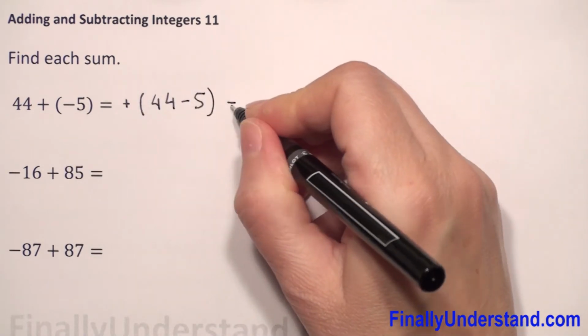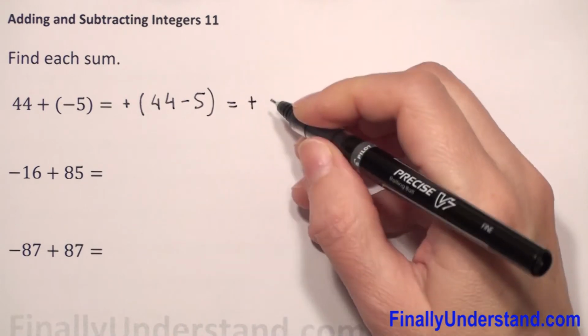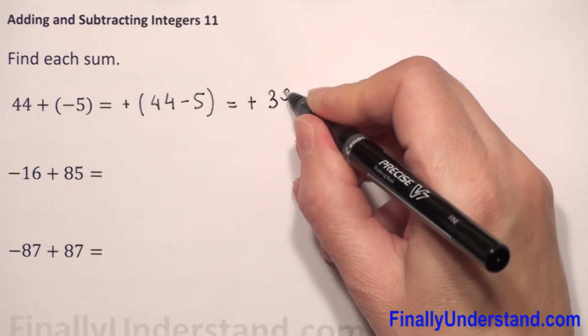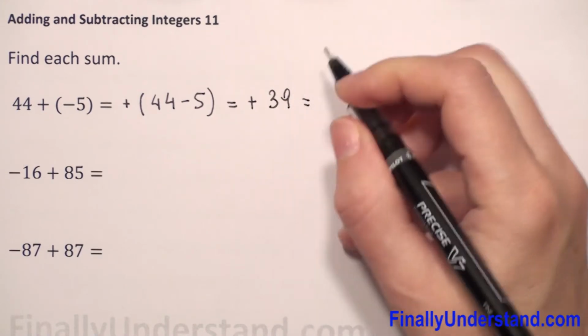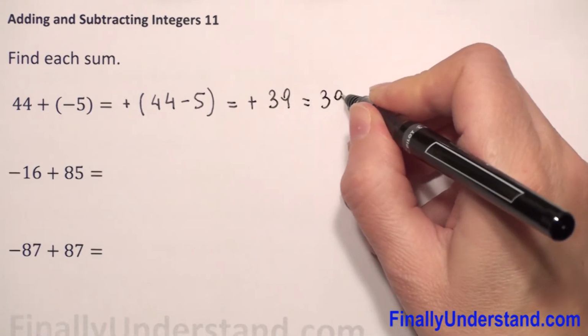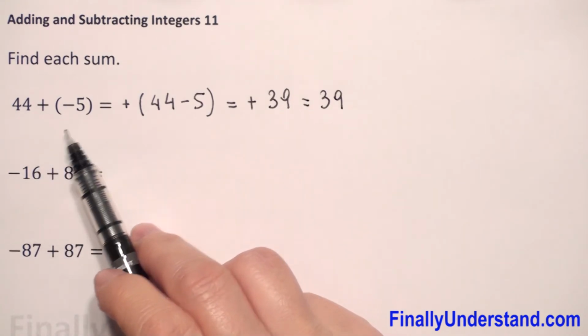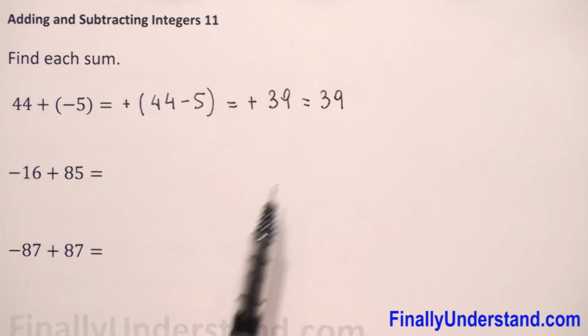Close parentheses. The positive sign we can rewrite, and we have 44 minus 5. This is 39. The positive sign we don't have to write, so this is just 39. 44 plus negative 5 is 39.